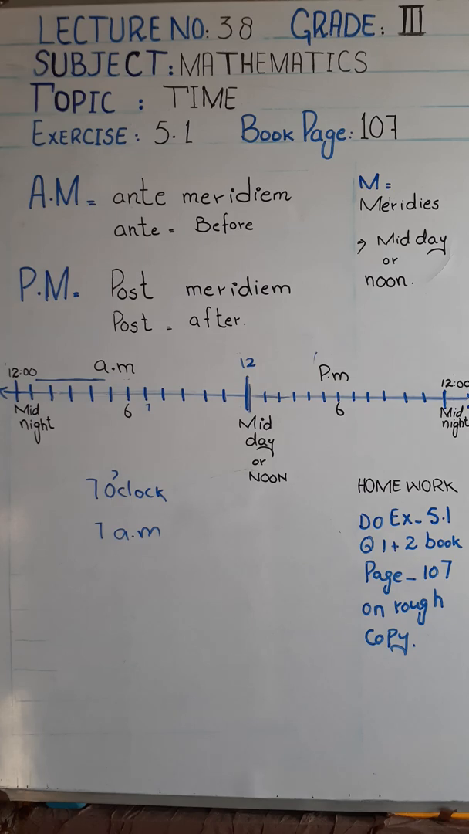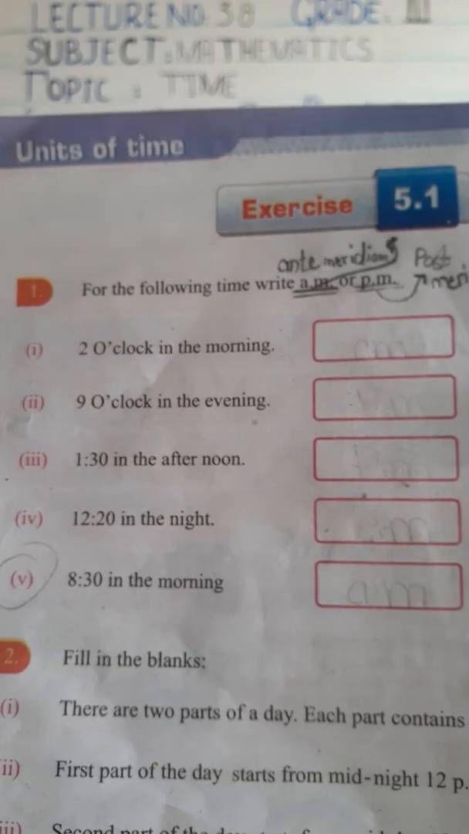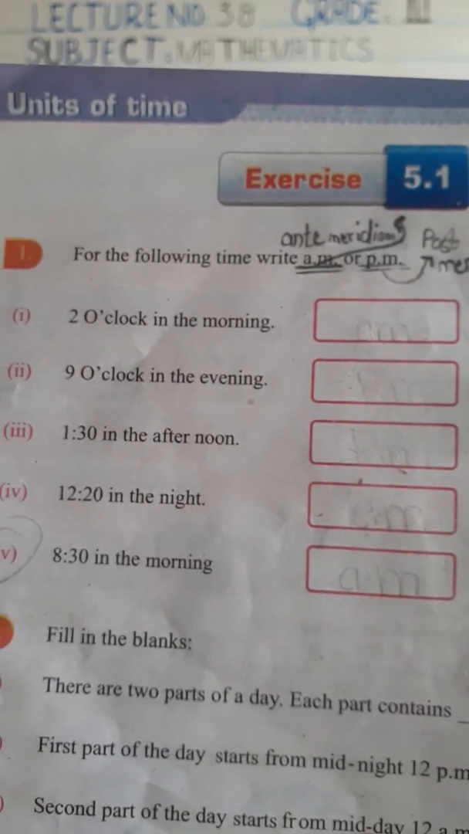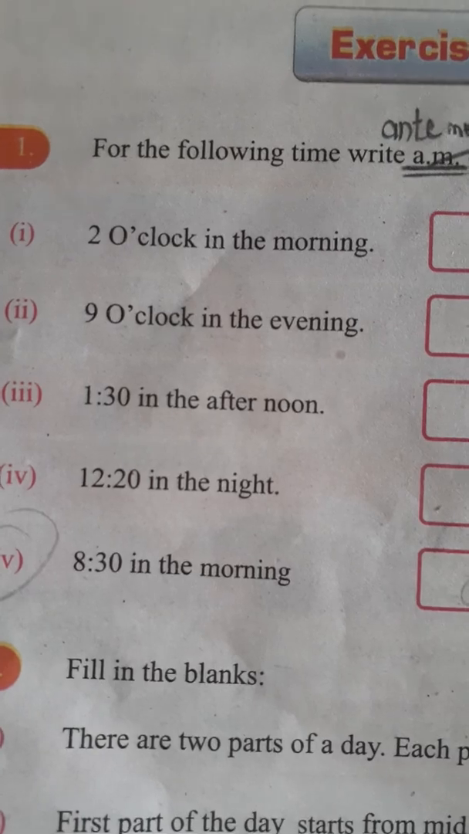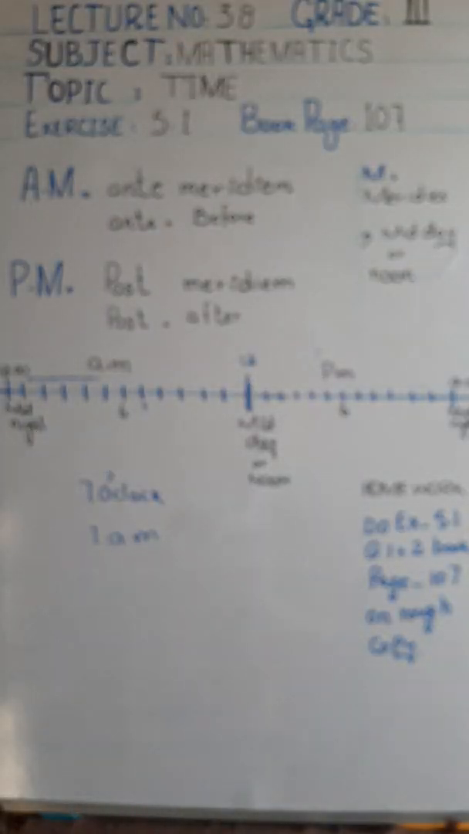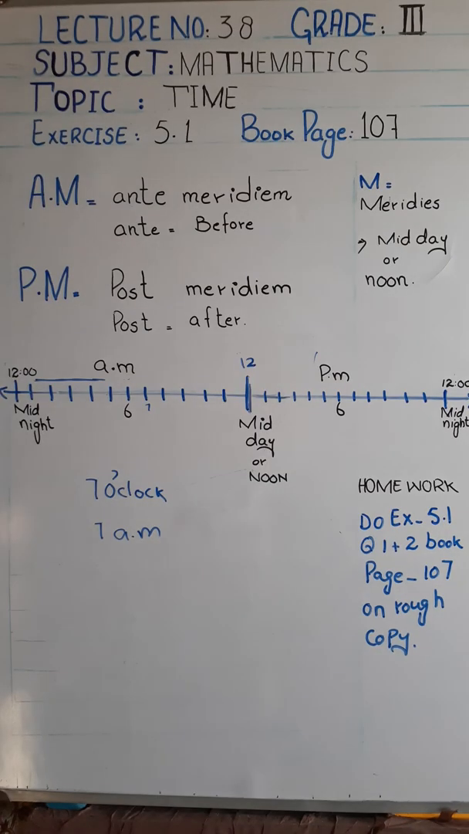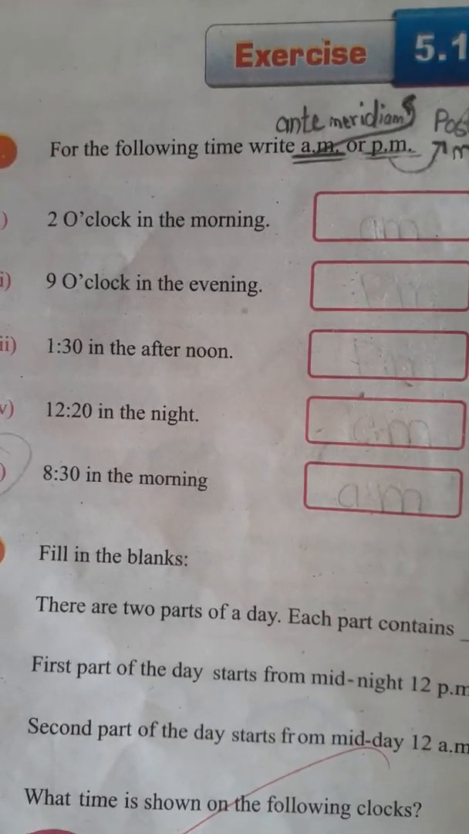Now you can easily solve questions related to AM and PM. Open your book, page number 107, and consider this timeline and solve the questions. Exercise 5.1. Look at the first question: for the following times, write AM or PM. The first one is 2 o'clock in the morning. Is it before midday or after midday, students? Yes, before midday. So 2 o'clock in the morning is AM.